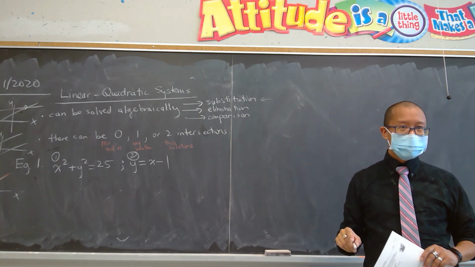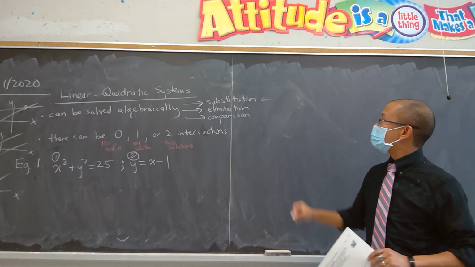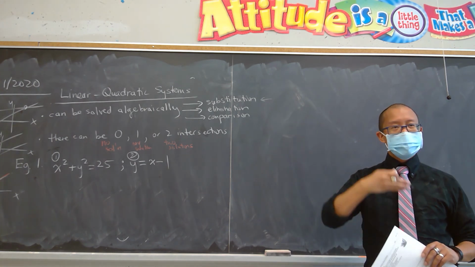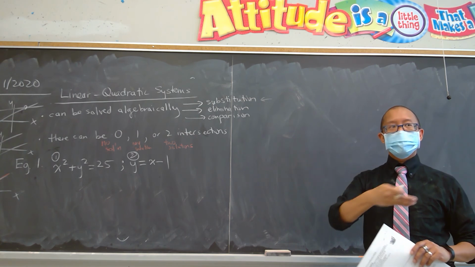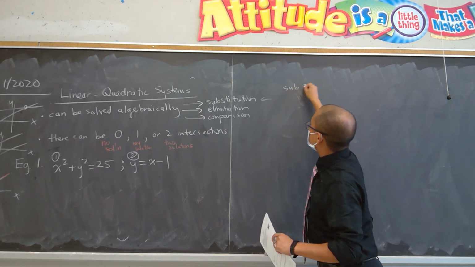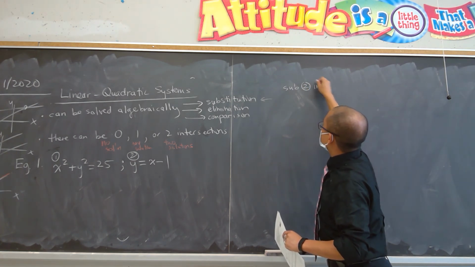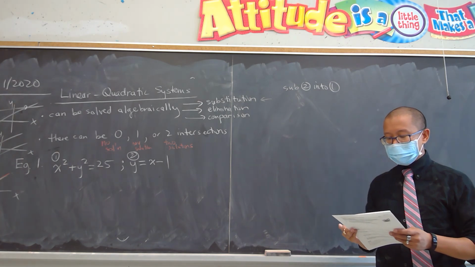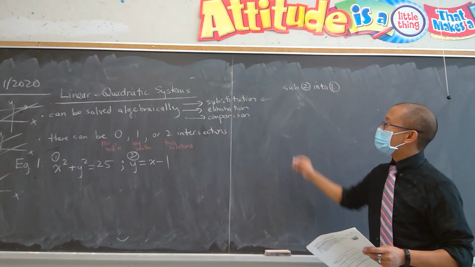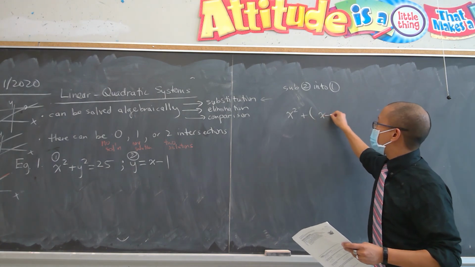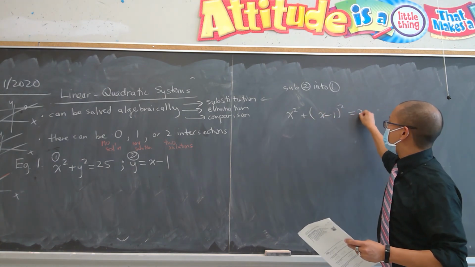Okay, so this is actually what I'm trying to emphasize. I tend to like writing out the instructions to the reader, which is you, or if I was a teacher, you would communicate your stuff. So we're going to do sub equation 2 into 1. Hopefully you can follow along, or you can try it yourself, ladies and gentlemen, but I think you know what I'm going to do. We're going to get x squared plus (x minus 1) squared equals 25.